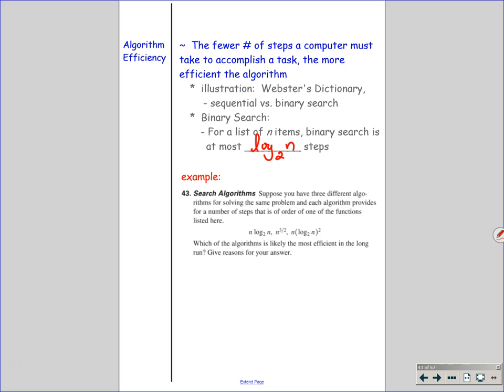We could go ahead and set that equal to y. We could take 2 to the power of both sides, and we can realize we're talking about 2 to the power of and how that compares to the list of n items. But anyway, long story short, this was just an illustration. It's not something for you to memorize, but it's still that idea of efficiency.